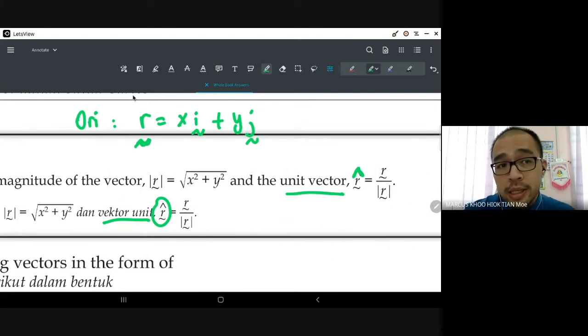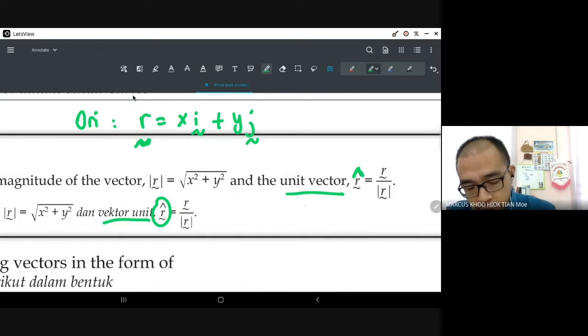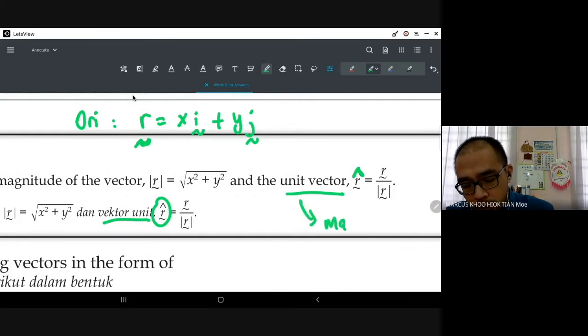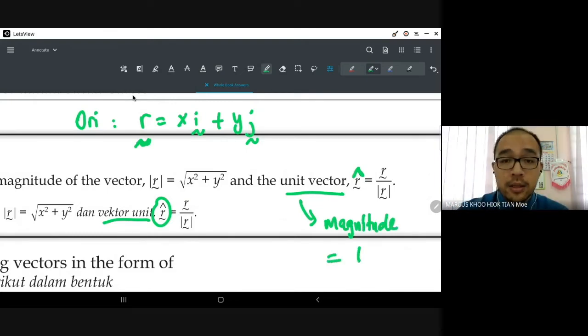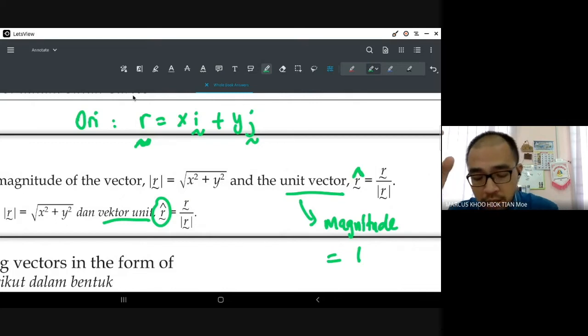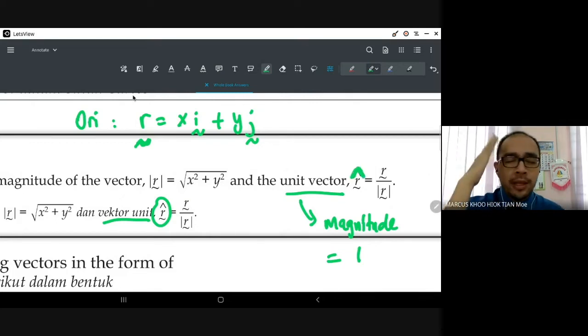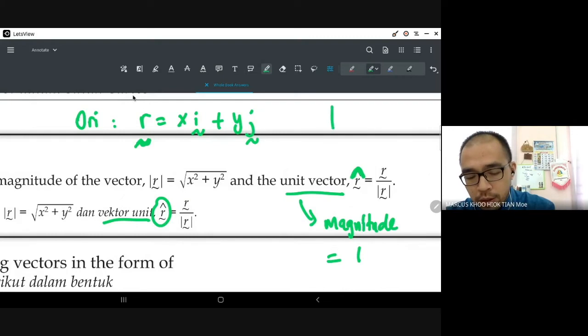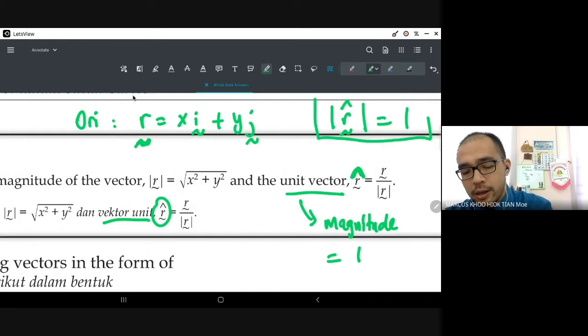So what is the difference between the original vector and a unit vector? The difference is this. The magnitude of the unit vector is equal to 1, whereas the magnitude of the original vector can be any particular number. But as long as you see the hat up here, you immediately know that the magnitude of the unit vector is equal to 1. This is definite.